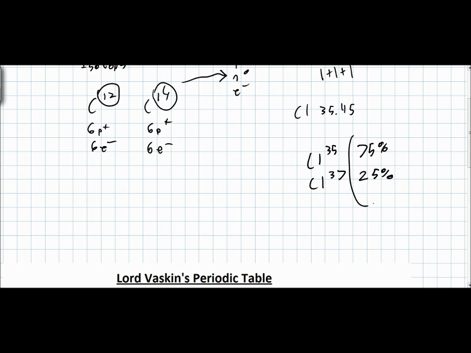And so if you do the math right and figure that out, you will get something around 35.5. Because these aren't the exact values, these are just a quick estimate to help you understand how this all works. And so what you simply do is take the 35 and multiply it by 0.75, take the 37, multiply it by 0.25, and add those numbers together, and you should get 35.5. Should get, if I did my math right.